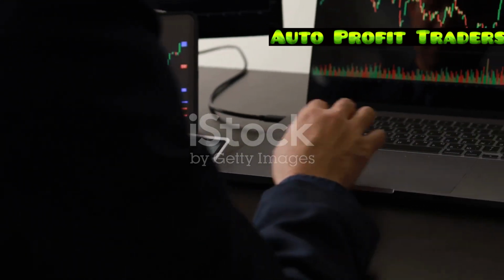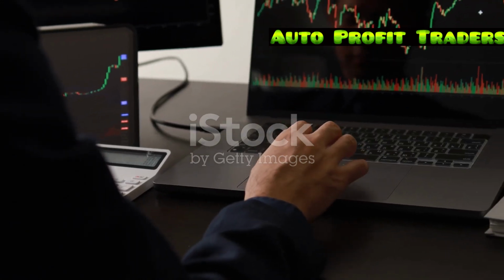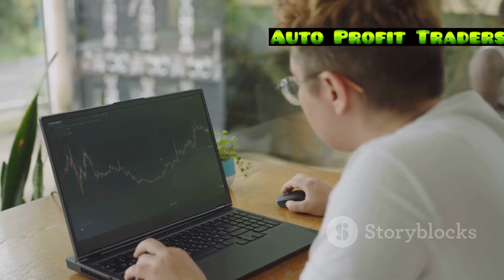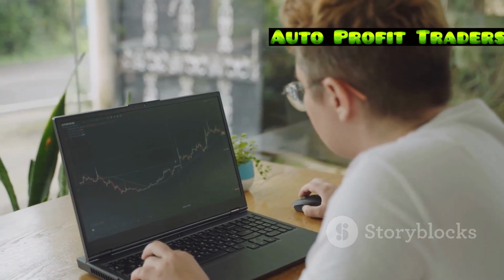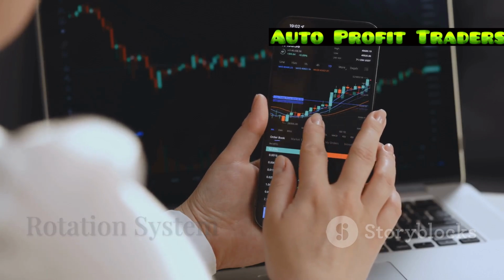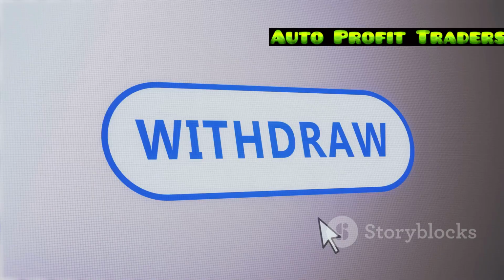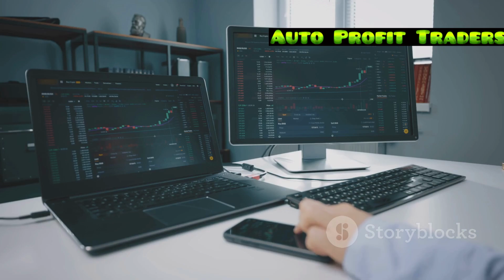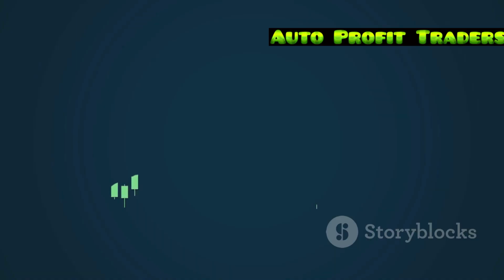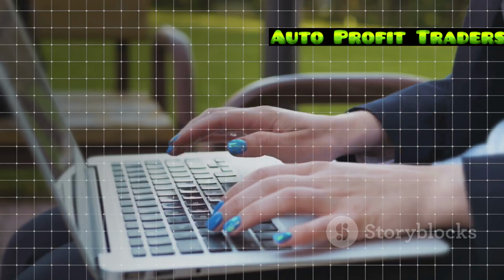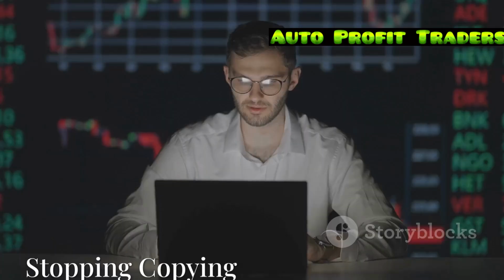Here's another pro tip, by the way. Copy multiple traders. Start off by copying like 4 or 5 traders with small amounts. After a week or 2, go ahead and check your results. Keep the ones that are consistently making profit. Remove the ones that are losing money, add new traders, and repeat the process. This rotation system honestly will help you build a portfolio of winning traders. And that's how you scale passive income safely.